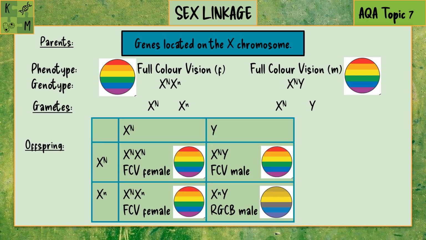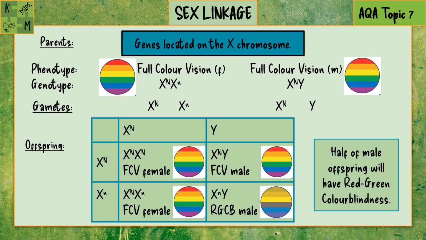So as we can see, we could have X^N X^N, which gives us a full colour vision female, and we specify the sex because this is part of the phenotype. We could have X^N Y, so this will give us a full colour vision male. X^N X^n gives a full colour vision female, and X^n Y gives us a red-green colourblind male. So half of the male offspring will have red-green colour blindness.